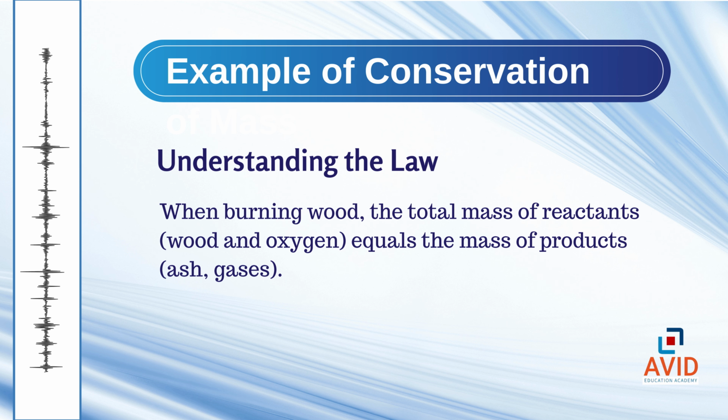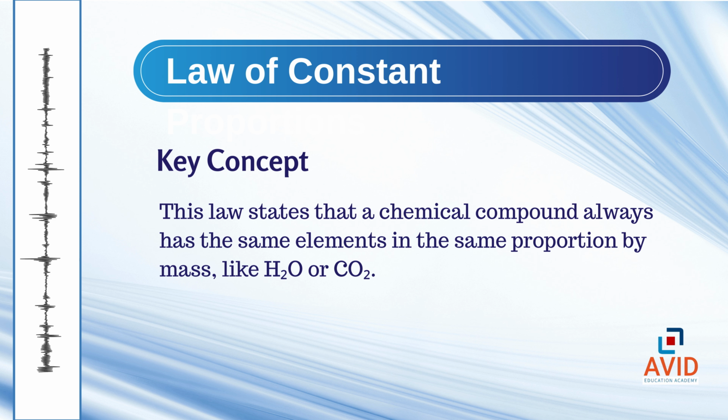Now let's look at the law of constant proportions. This law states that a chemical compound always contains the same elements in the same proportion by mass. For example, water, H2O, is always made up of two hydrogen atoms and one oxygen atom, no matter how much water you have. The proportion of hydrogen to oxygen remains constant.